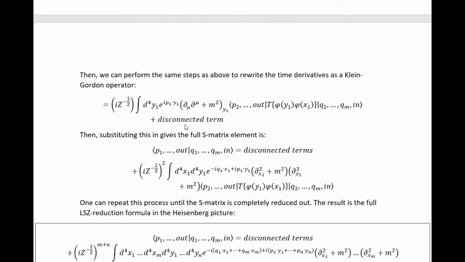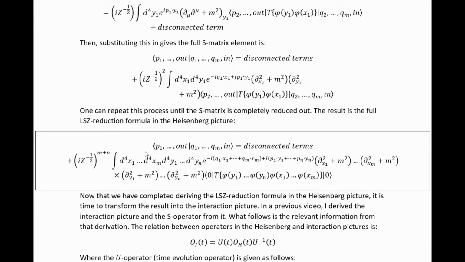Then if we substitute this back into the full S matrix, we arrive here where we now have two disconnected terms, so I've put an S there. One can repeat this process until the S matrix is completely reduced out. The result is the full LSZ reduction formula in the Heisenberg picture, this.